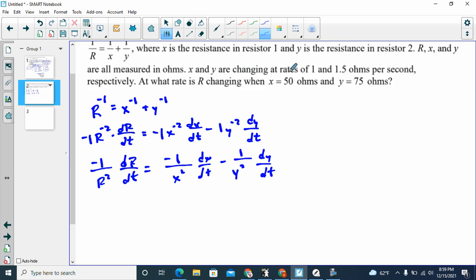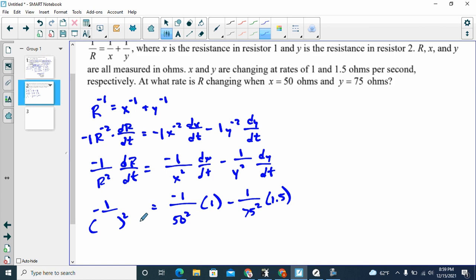x is changing at a rate of 1 ohm per second, so dx/dt is 1. We're also told that x is 50, y is 75, and dy/dt is 1.5. We are not given R. It does not tell us what R is. It's whatever R squared times dR/dt, which is what we're looking for.